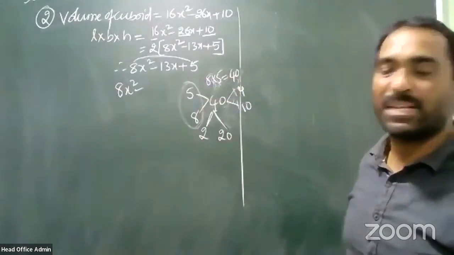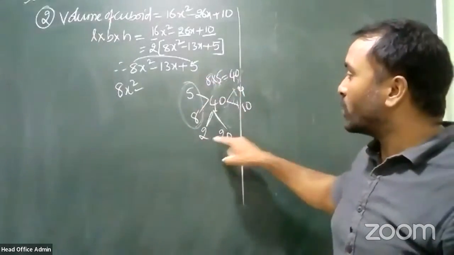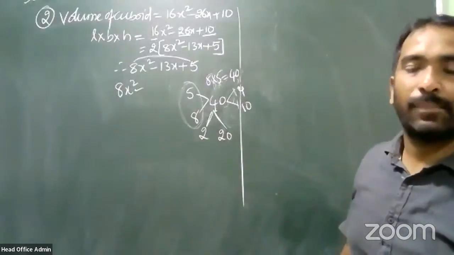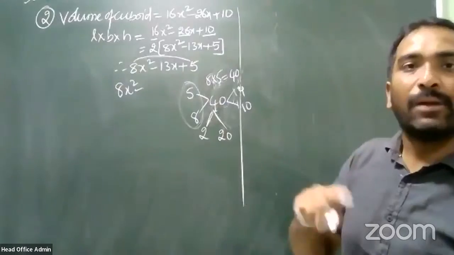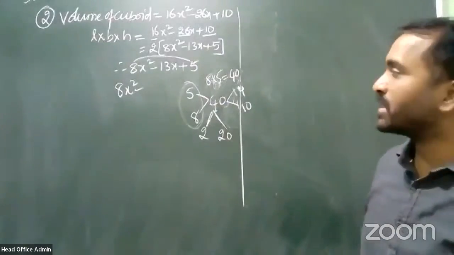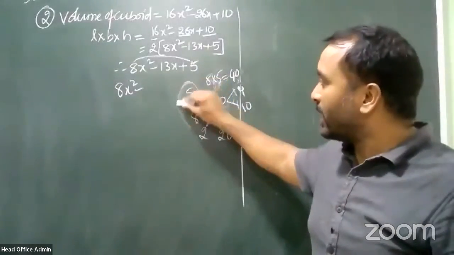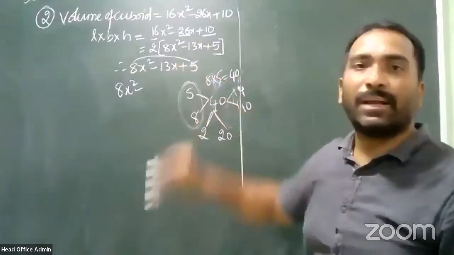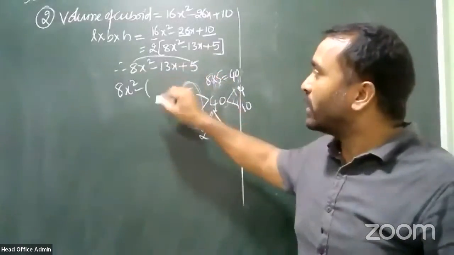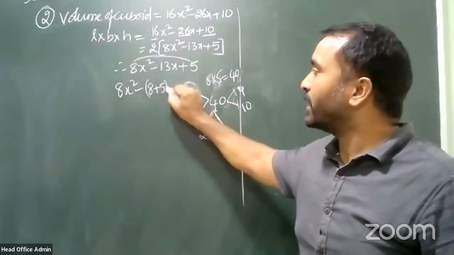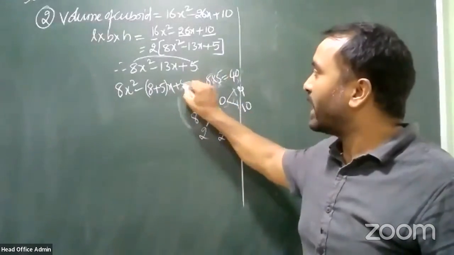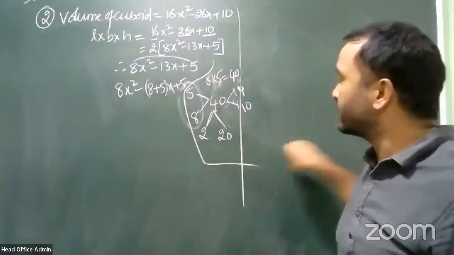Understand? So here it is possible with 8 and 5, because 8 into 5 is 40, and 8 plus 5 will become 13. So in place of 13, I just write 8 plus 5. I don't take 2 and 20 or 4 and 10, because they are not satisfying the middle number by addition or subtraction. But this 8 and 5 is satisfying the middle number by addition. So in place of 13, I write 8 plus 5 into x, and this plus 5.